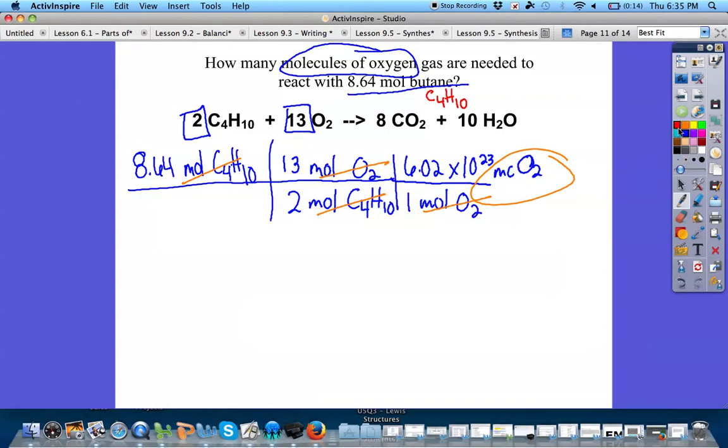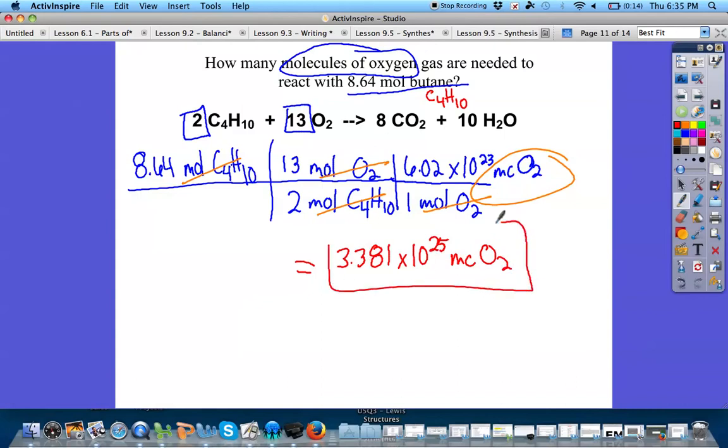So we're going to take 8.64 times 13 times 6.02 times 10 to the 23rd, divide that by 2, and you should get 3.381 times 10 to the 25th molecules of O2 for your final answer.